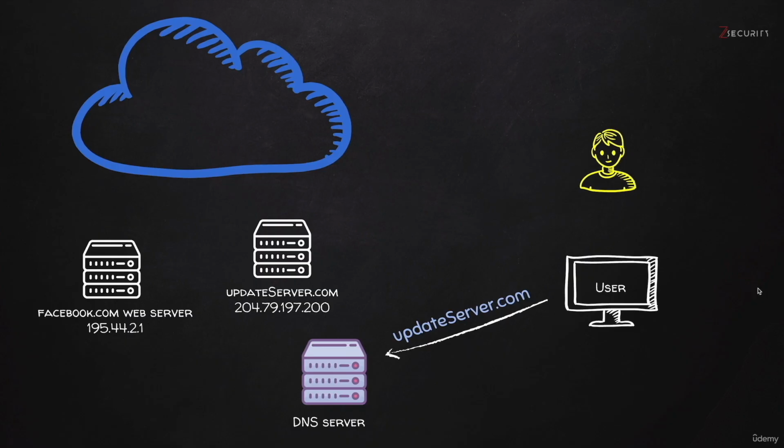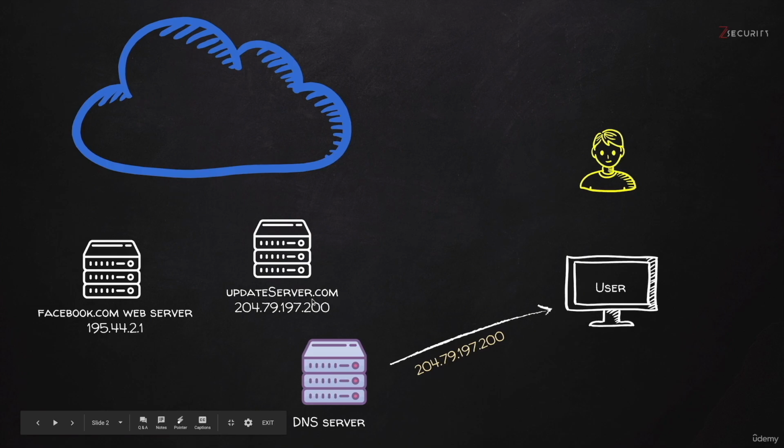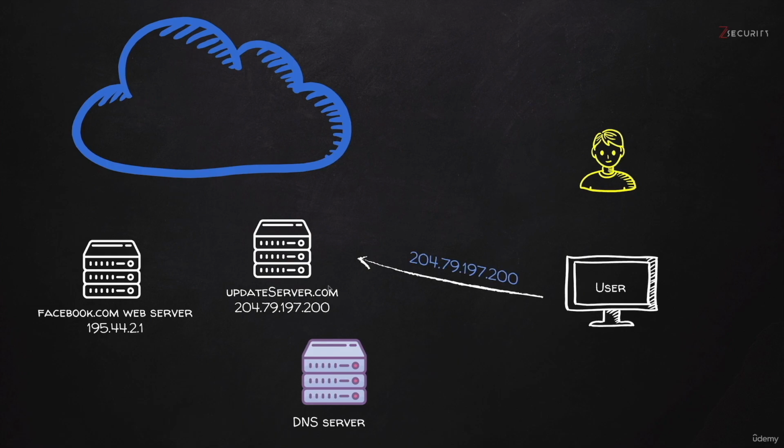So let's say we have the user here that has a specific program, it wants to update something, it'll send a request to a specific domain. And let's say this domain, in this case, is updateserver.com. This will be sent to the DNS server. The DNS server will respond with the IP of the update server, which we have right here. And then the user will send a direct request to the update server looking for updates. If there are updates, then the update server will respond with the updates.